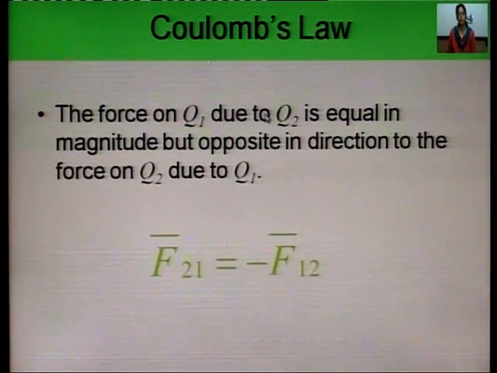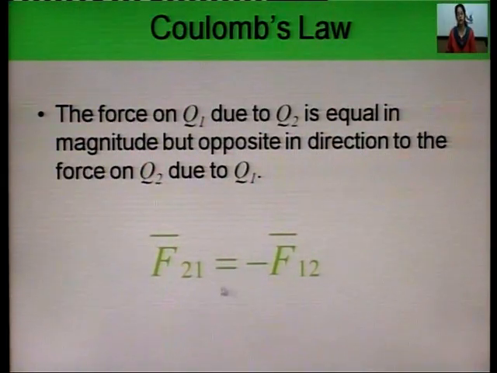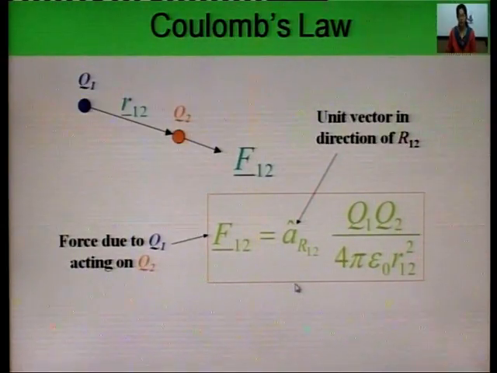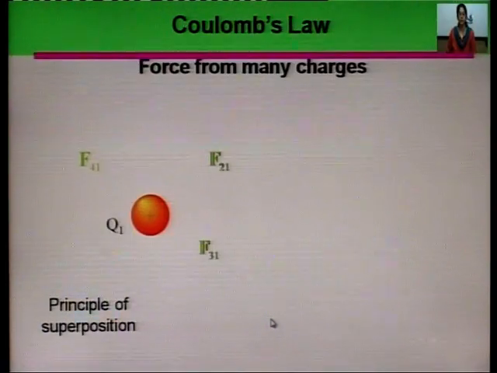The force on Q1 due to Q2 is equal in magnitude but opposite in direction to the force on Q2 due to Q1. So both forces are of the same magnitude but in opposite directions. Just see here, the force exerted by Q1 on Q2 is the same in magnitude as the force exerted by Q2 on Q1 but opposite in sign. The reason for the sign is that the direction will be opposite. Force is a vector quantity and direction is associated with vector quantities. So these two forces are equal in magnitude but opposite in direction.